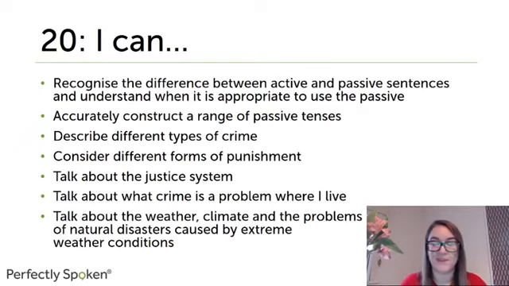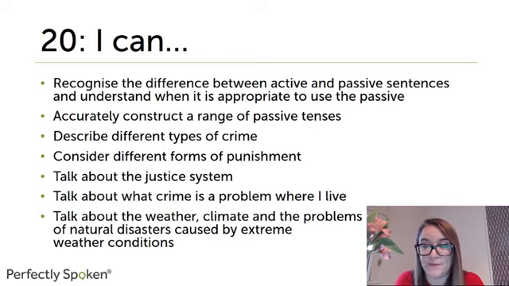If you've reached lesson 1 all the way through to lesson 19, let's look at what you can do. I can recognise the difference between active and passive sentences and understand when it's appropriate to use the passive. I can accurately construct a range of passive tenses. I can describe different types of crime and consider different forms of punishment.